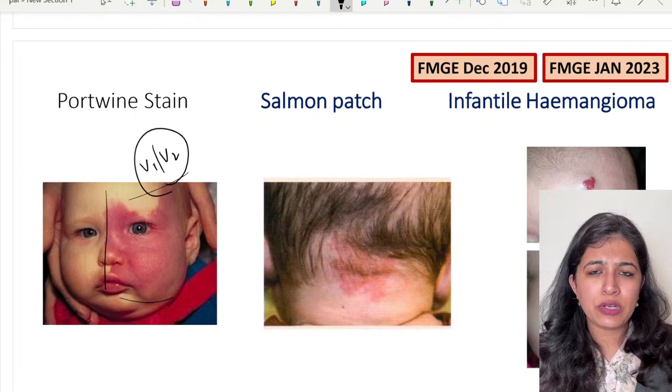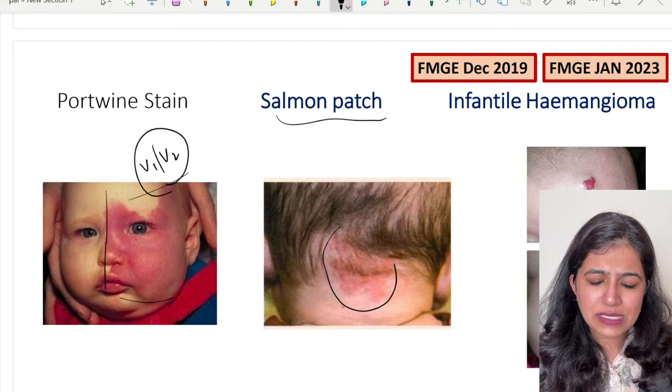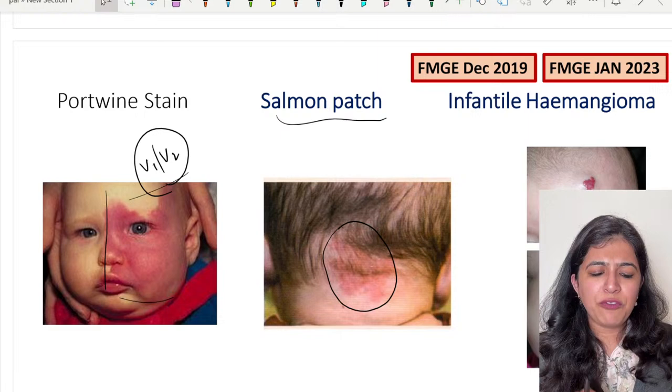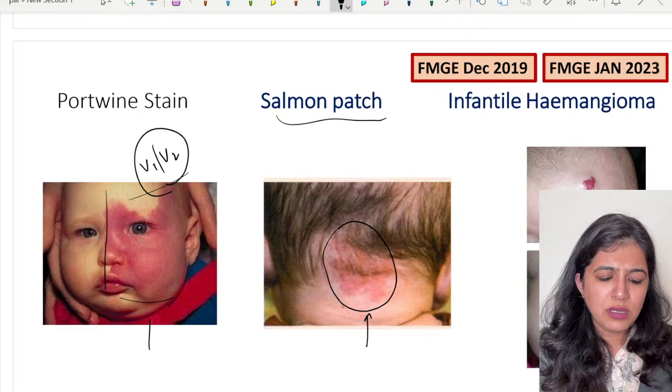Then we have Salmon patch, which is again present since birth as a red macule in the midline. See, this will be a midline lesion while port wine stain will be a unilateral lesion. So this is the difference when you see the image. Plus, Salmon patch will be blanchable, port wine stain is non-blanchable.